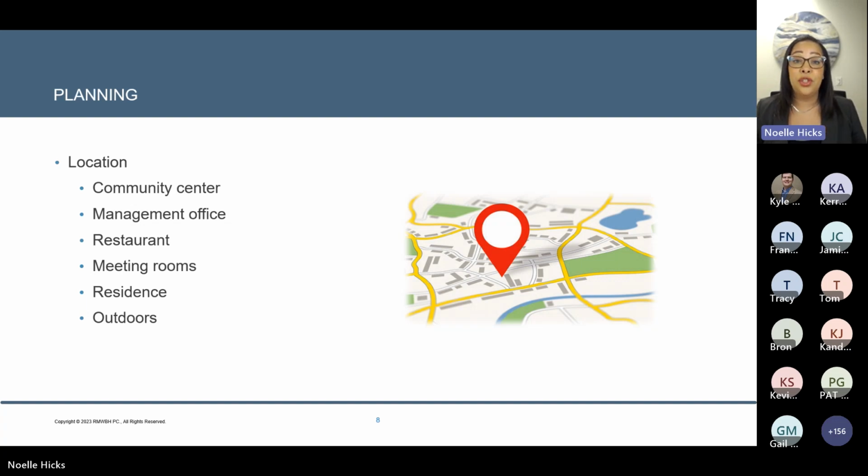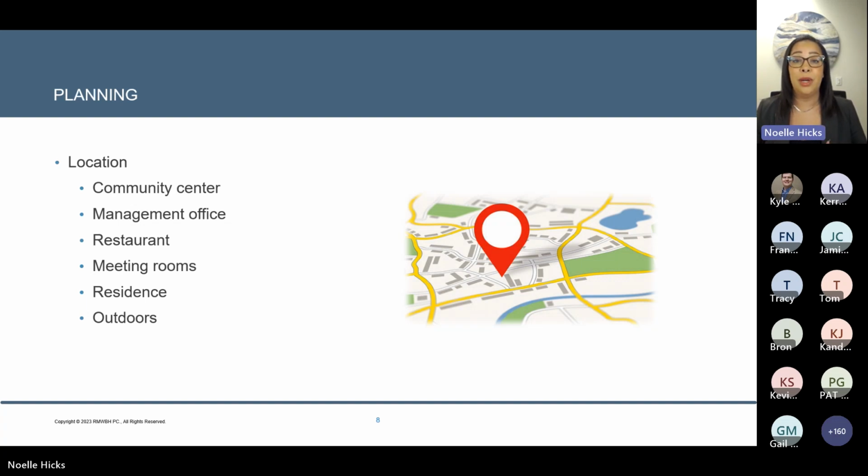Is it beneficial, or is it convenient, to have it at someone's residence? These are things to consider. I've seen communities have their board meetings in one of the residences in the community as well. Or should it be held outdoors? Now, I don't know about you, but in Houston, I want to do nothing outdoors because it's always 12,000 degrees outside. But if you have a nice location, maybe by the pool, something that's shaded, it would be a good idea to have it outdoors as well.